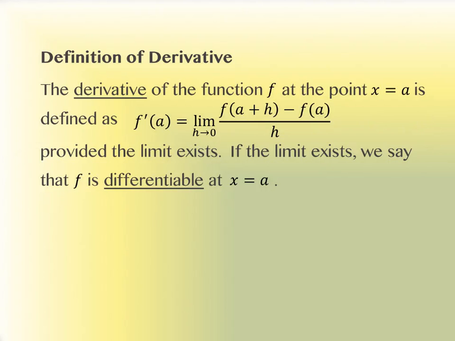The derivative of a function f at the point x equals a is defined as f prime, and we will read that as f prime of a. It equals the limit as h approaches 0 of f of a plus h minus f of a over h. This works provided that the limit exists. And if the limit exists, then we would say that f is differentiable at x equal a.